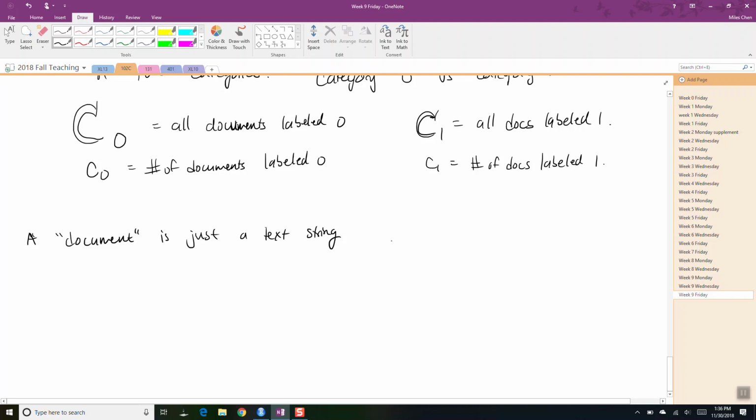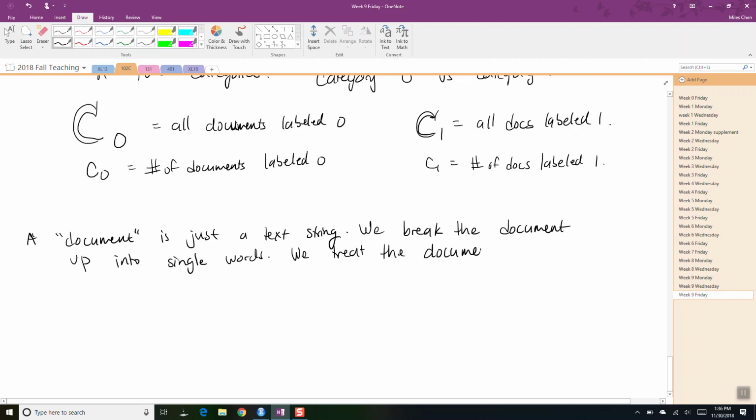It's just a text string, and we're going to break it up into words, and we're going to treat the document just as a bag of words. Okay, a document is just a text string, we break the document up into single words, and then we treat the document as a bag of words. Okay, so this is what we call the bag of words model.